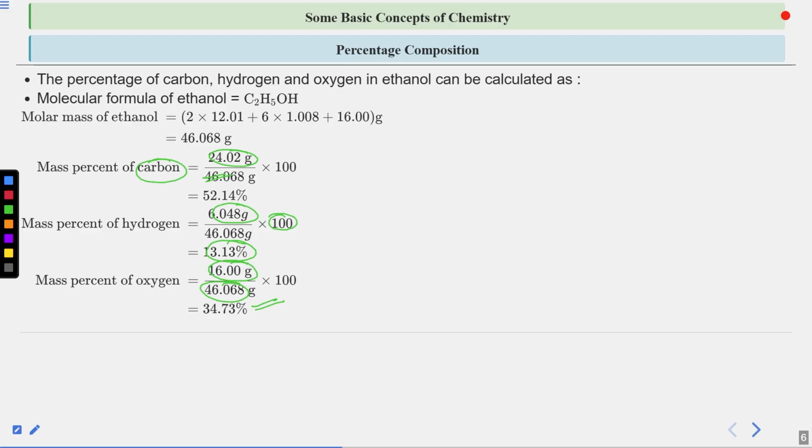In this calculation, anyone has an issue? They can ask. Okay, moving on further.